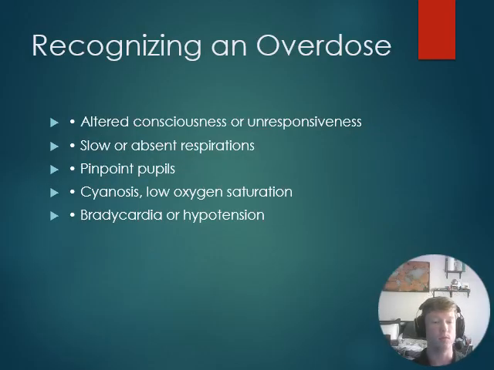So some of the different signs and symptoms that we use to recognize an overdose include, I'd say the main three are altered consciousness, unresponsiveness, slow or absent respirations, and pinpoint pupils. All of those can be assessed relatively quickly once you arrive on scene.